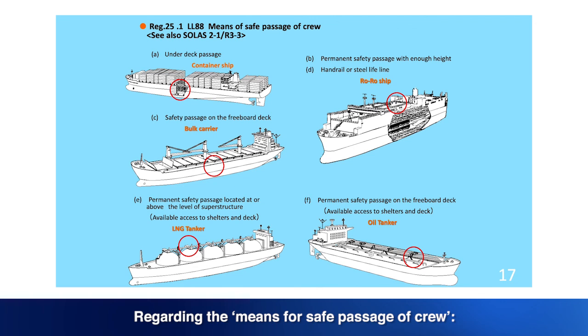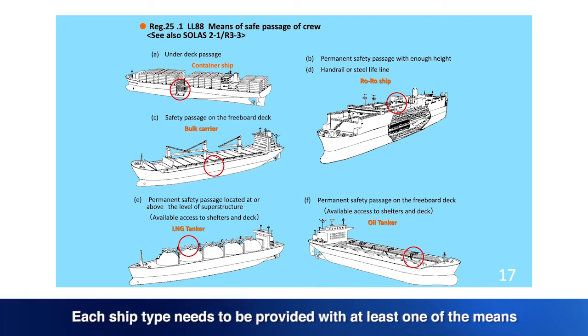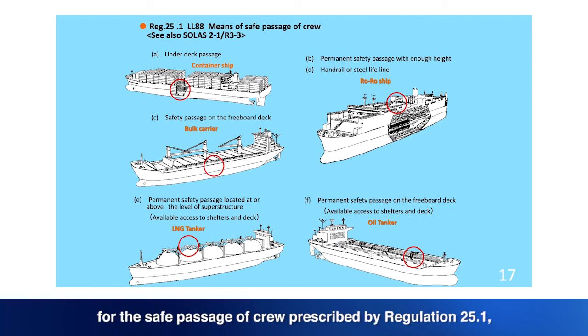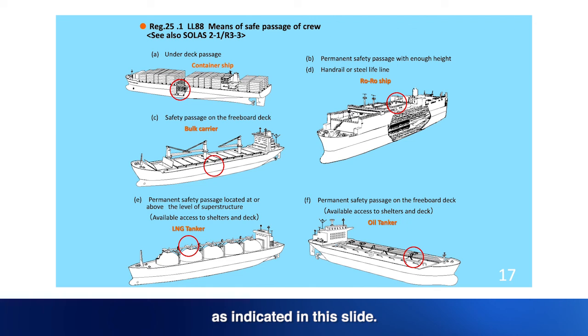Regarding the means for safe passage of crew, each ship type needs to be provided with at least one of the means for the safe passage of crew prescribed by Regulation 25.1, as indicated in this slide.